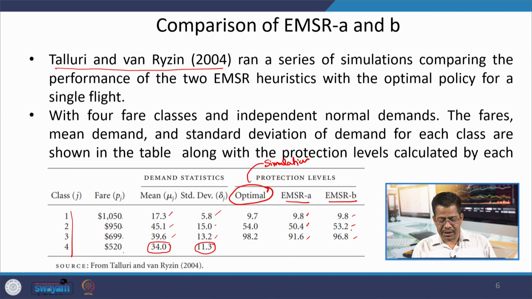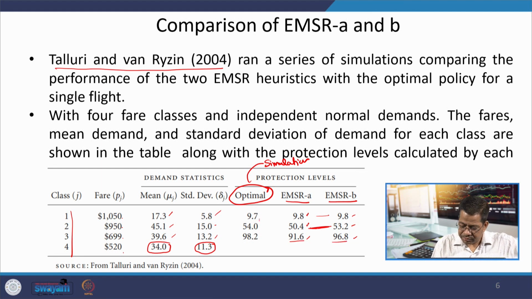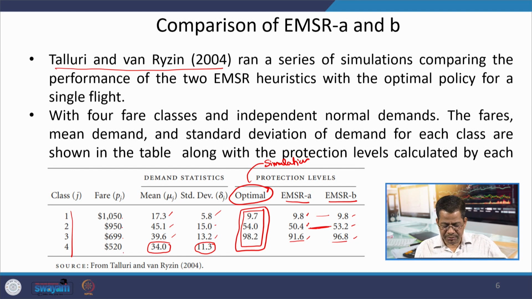So, you can see that for class 1, the protection levels for A and B calculations are almost similar, while there are some minor changes in the protection level for class 2. Class 3 also has some minor changes for A and B, and you can compare these protection levels with the optimal numbers. So, these numbers of A and B are very close to almost all these.